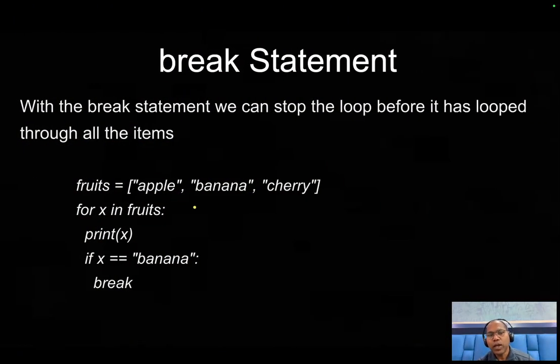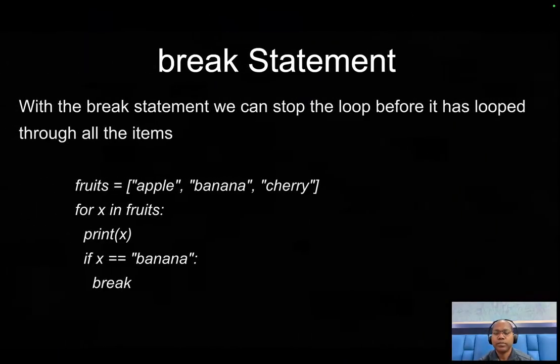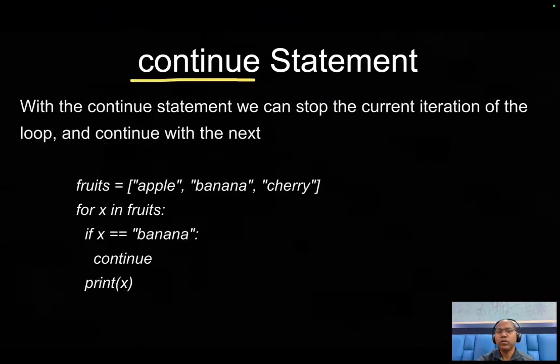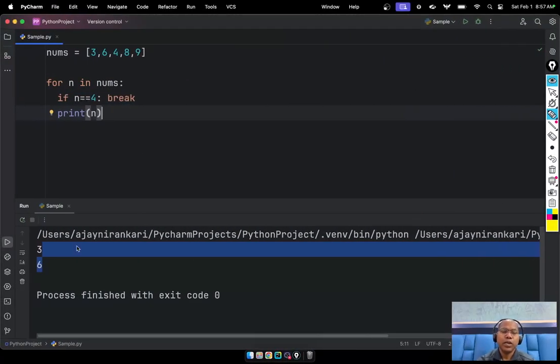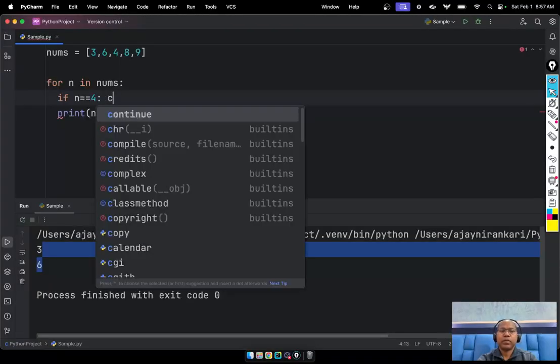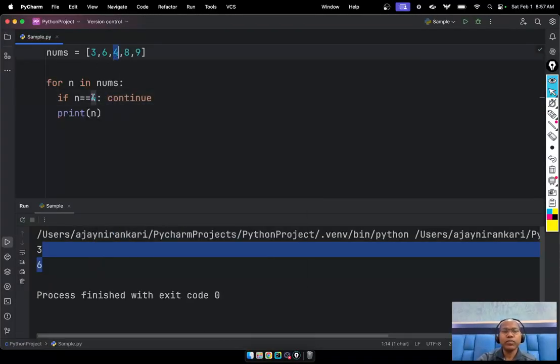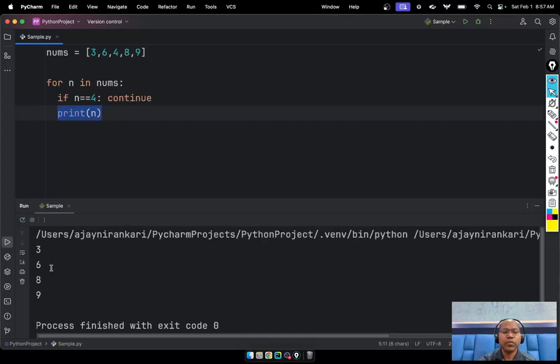Similarly, you have continue. With a continue statement, you can stop the current iteration of the loop and continue to the next. The same here. Even though we had a break, I don't want to stop the loop. I want to continue. So when the number is 4, it is not going to print. It skips it and goes to the next iteration. If you run here, it skips the 4 and then keeps printing.